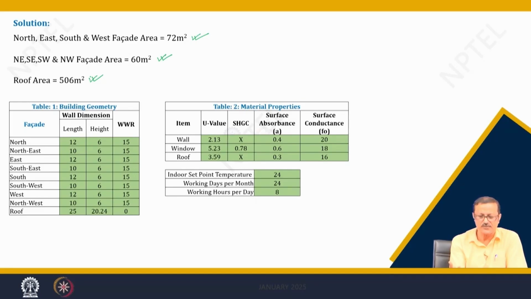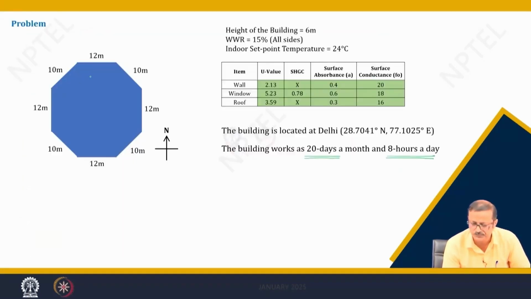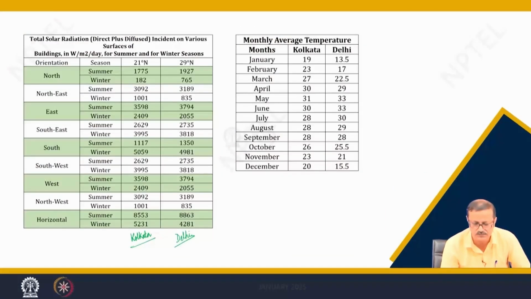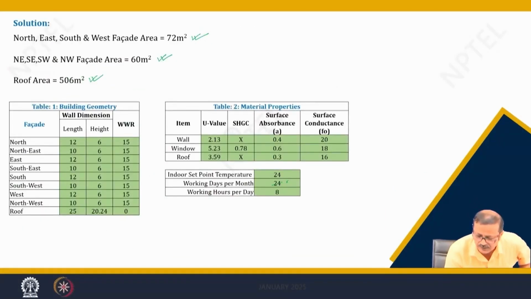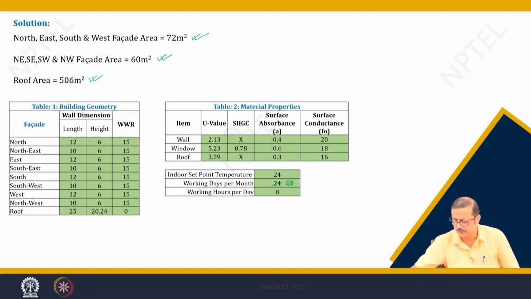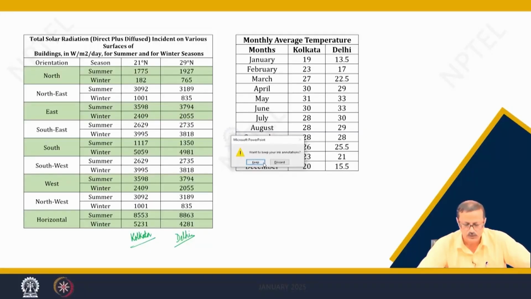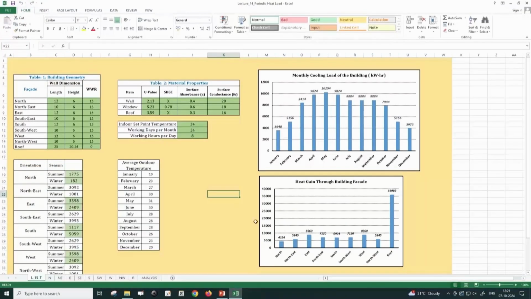Indoor temperature is 24. Working days per month is not 24, it will be 20. This is a typographical error, this will be 20, and the working hours per day is 8. So, I have calculated this in the Excel chart. So, this is that Excel chart. In that Excel chart you have length, height, and WWR for all the 9 facades, just like the earlier one.